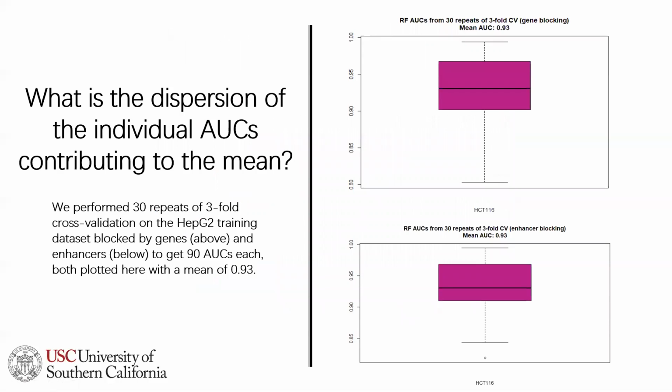And similarly, we looked at the dispersion. On top is when we're blocking by gene, and on the bottom is when we're blocking by enhancers. And they actually both happen to have the same mean AUC. It looks like when blocking by gene, we have a little bit more dispersion. It can go all the way down to 0.8. And when we're blocking by enhancers, it's a little bit tighter. There's one outlier that maybe is around 0.81 or 0.82. But for the most part, everything stays within 0.85 or above. So that's pretty cool.